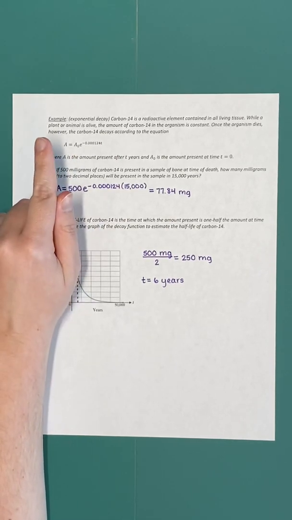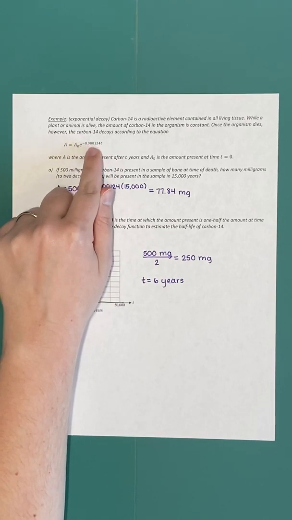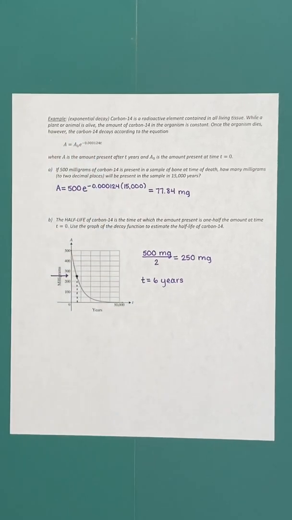How do we know it's decaying? Look at the number in front of your variable t. In this case, it's a negative number. If it's a negative number, that means decay. That means the population is shrinking as time increases.